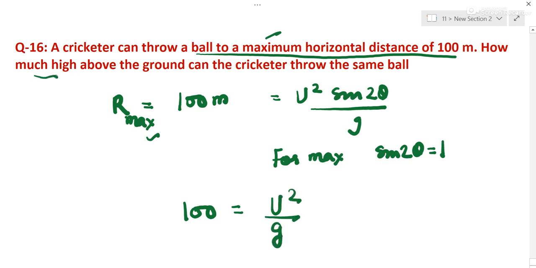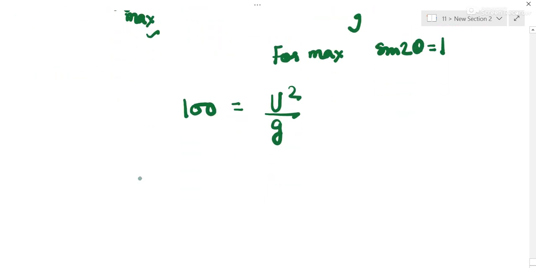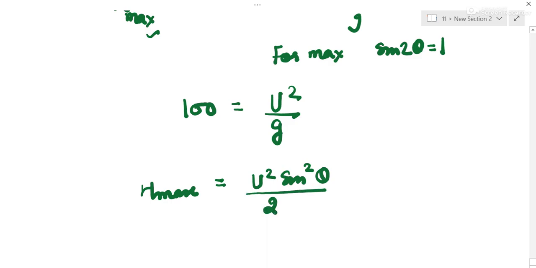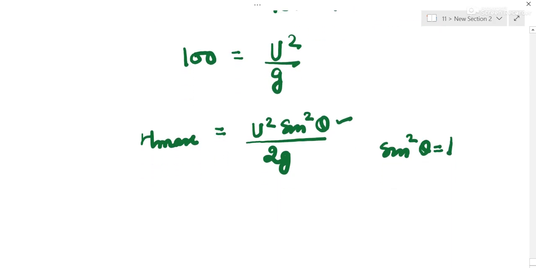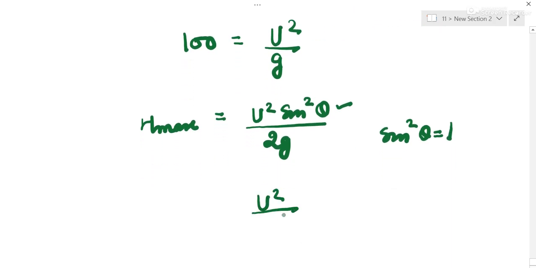So we have to find out how much high above the ground the cricketer can throw the same ball. So we have to find out the maximum height. The maximum height value is u square sine square theta by 2g. So for maximum height, sine square theta should be 1. Okay, so u square by 2g. Now the value of u square by g is 100. So 100 by 2 is 50.